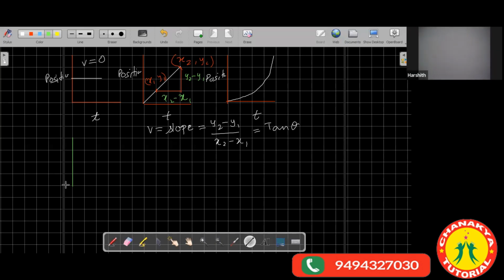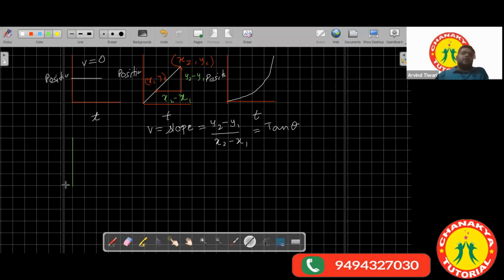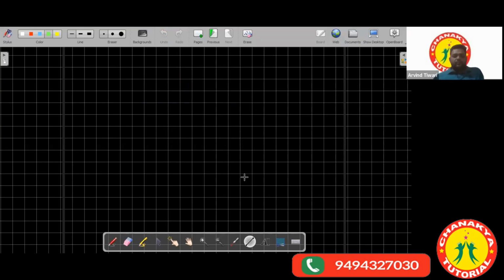So can you explain the y2 minus y1 by x2 minus x1 again? Okay, sure. To find out the slope, let's check here. You want to find out how the slope is represented by y2 minus y1 over x2 minus x1, right? So let's say we have taken a graph.